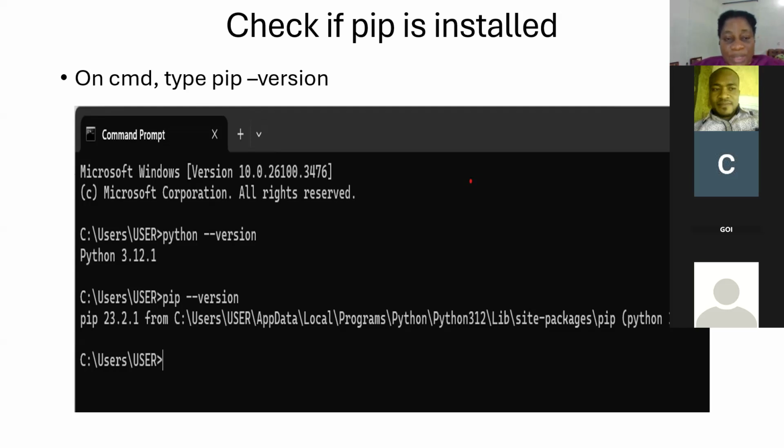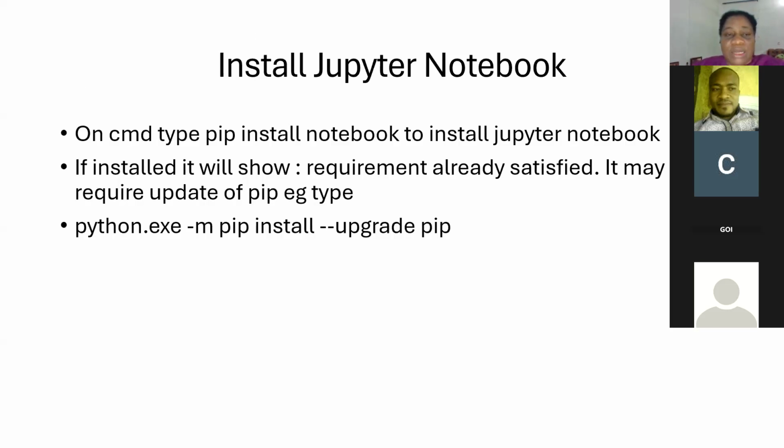After testing for my Python version, I tested for my pip version. It gave me pip 2.3.2. So that means I have pip installed. Having just checked these two things, I can now install Jupyter Notebook. On CMD, type pip install Jupyter and pip install Notebook.